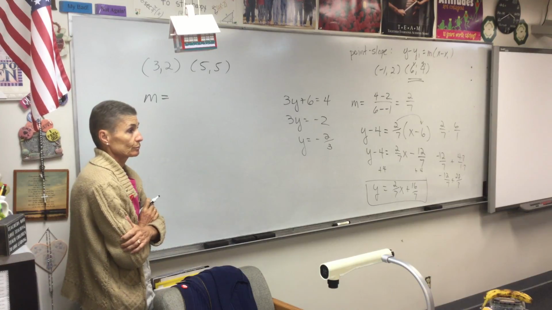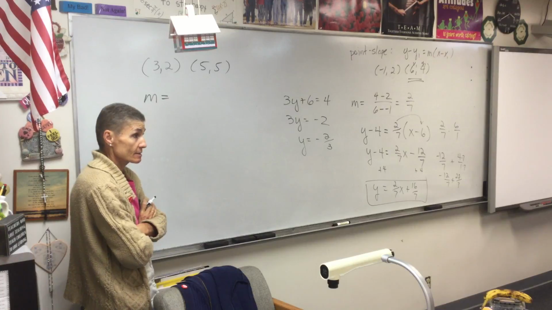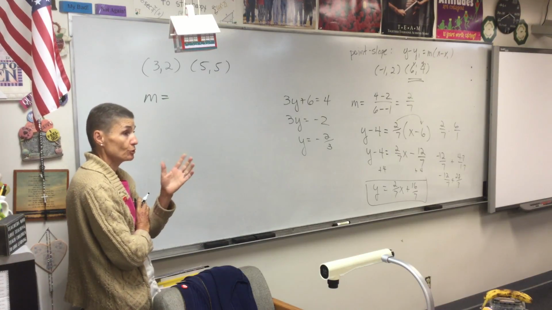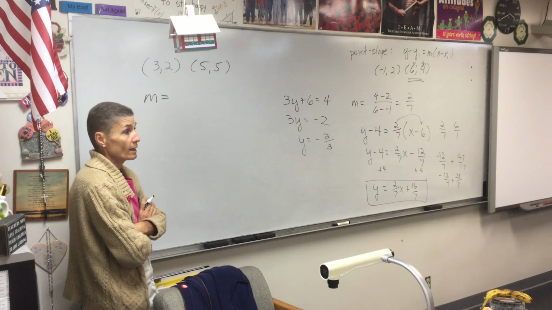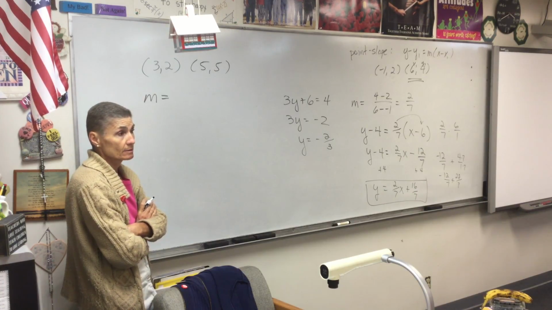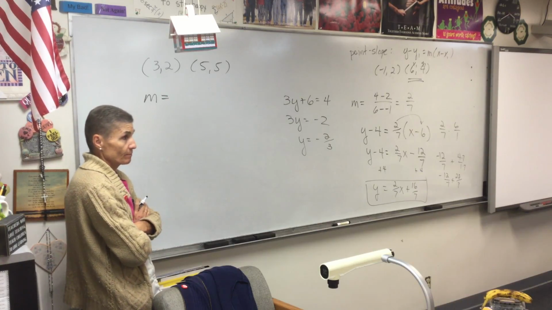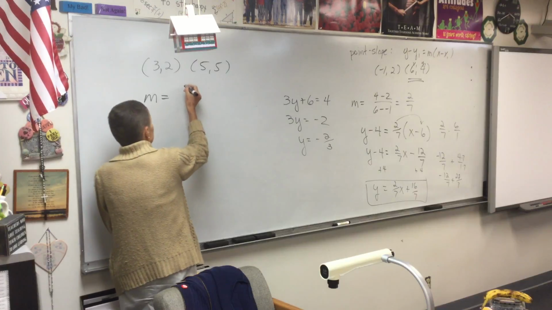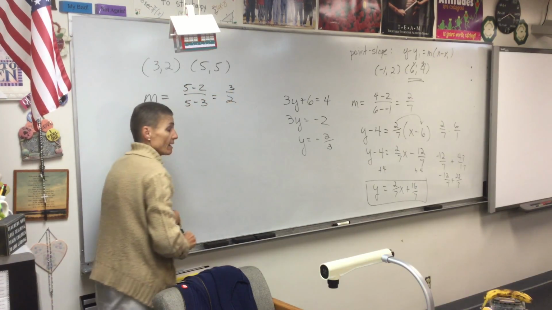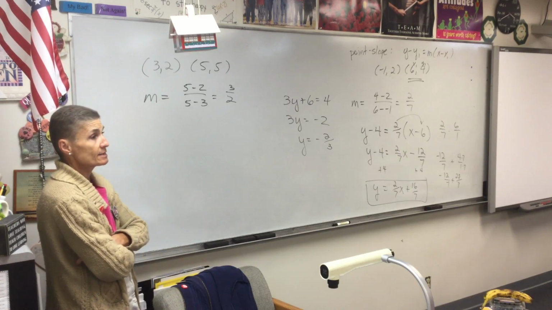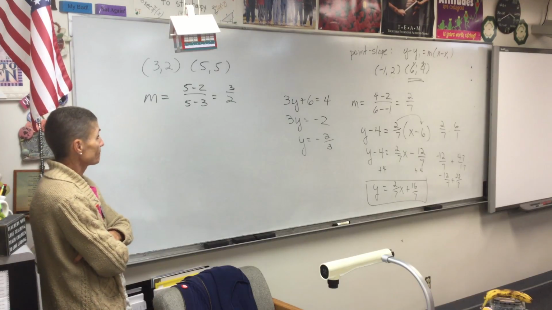2/3. I heard a 2/3. I heard a 3/2. Which is it? I get the same numbers, 2 and 3. Is it 2/3 or is it 3/2? It's 3/2. Why is it 3/2? If you subtract, what goes on top? Always, always, always. Which letters? Y's. So it's 5 minus 2 over 5 minus 3. So it's 3/2. Always rise over run. Rise over run. Y over X.